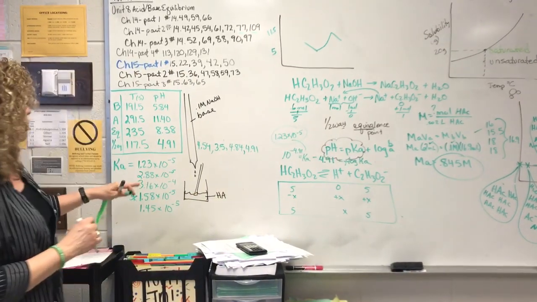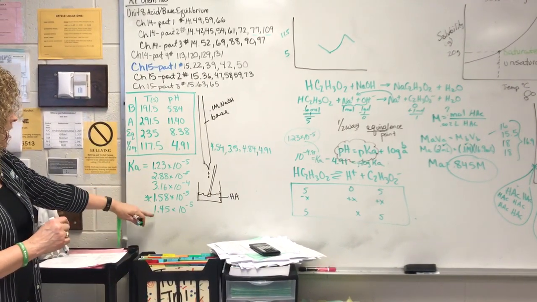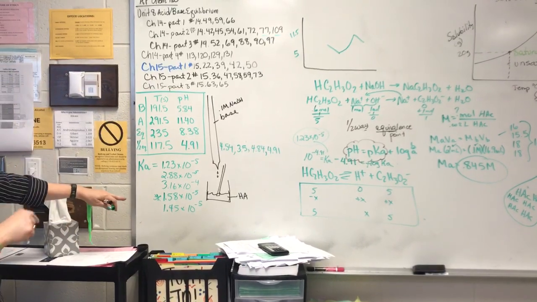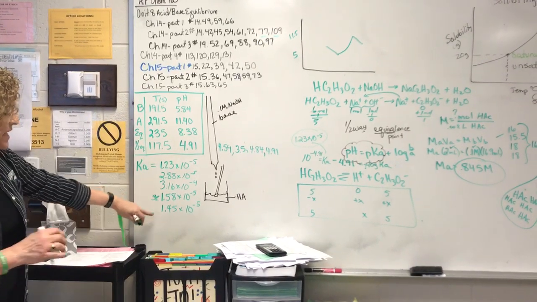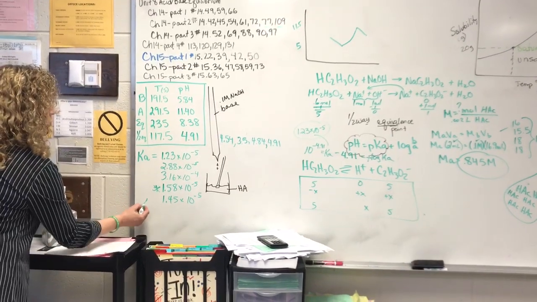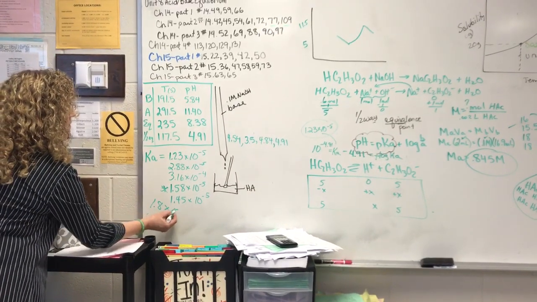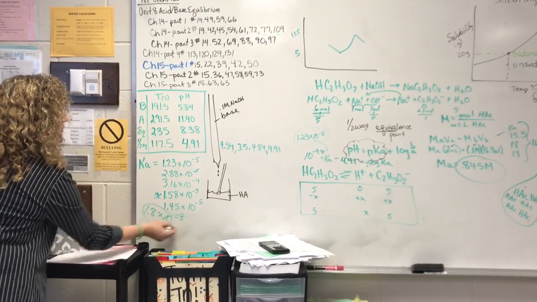And if we look at other people's data, they got these data, and the truth is that the real value for vinegar is 1.8 times 10 to the negative 5.